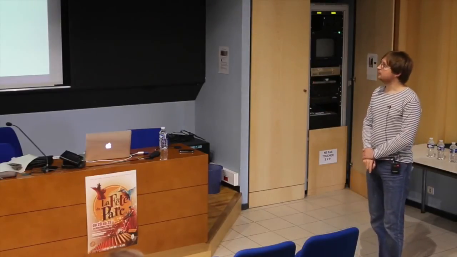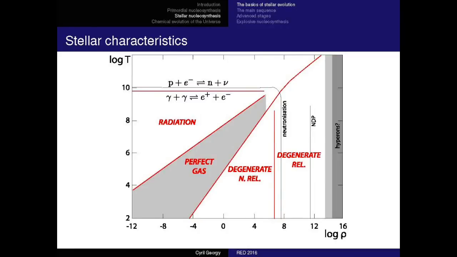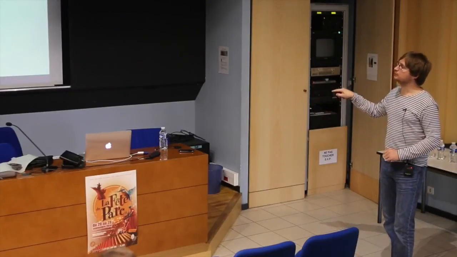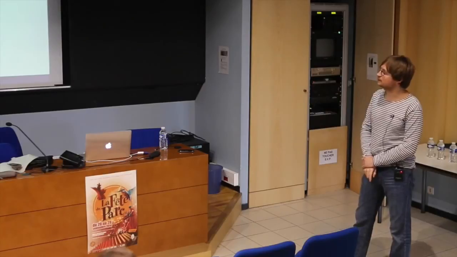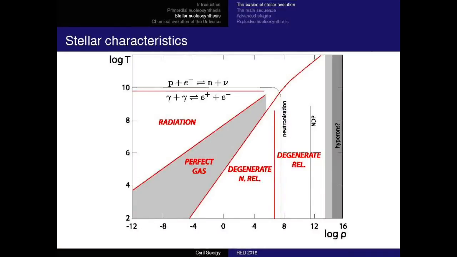Another important diagram is what happens inside your star. So here you have a plot where you have the temperature here in a logarithmic scale and the density here. And you have different regions in this diagram depending on what are the physical processes that take place in different places. So here in the center you have the region that is dominated by the perfect gas. So most of the stars, for most of their life, will go through this region here.